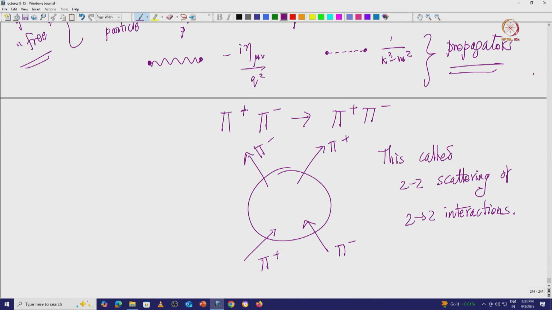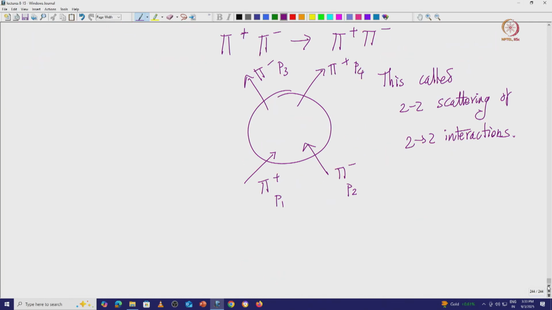So, this is called a 2 to 2 process. Now, if you give P1, P2 for the incoming momenta and P3, P4 to the outgoing momenta, there are 3 ways in which the momentum can be exchanged. Okay? There are 3 ways in which the momentum can be exchanged in this quantum mechanical process, and they form the so called Mandelstam variables.